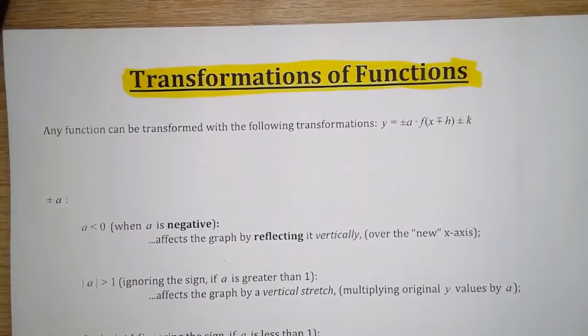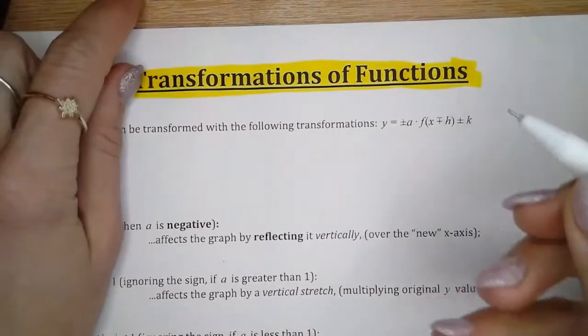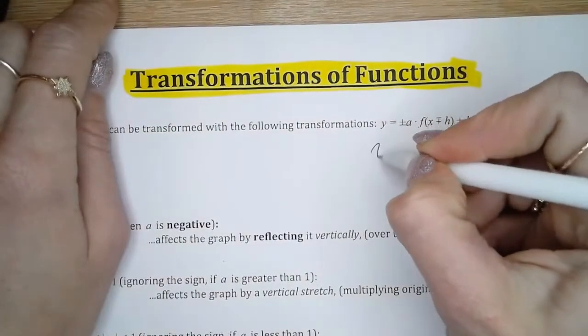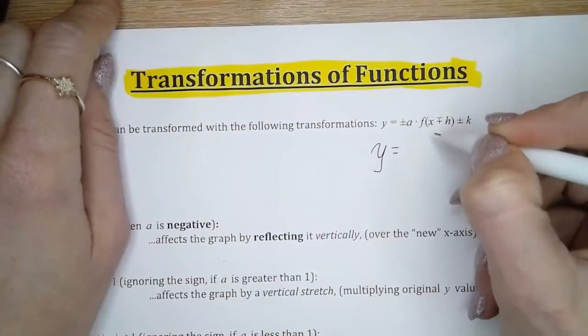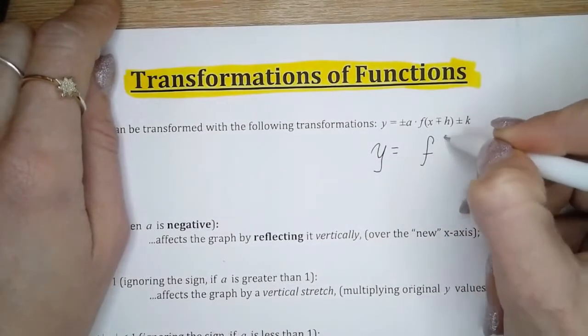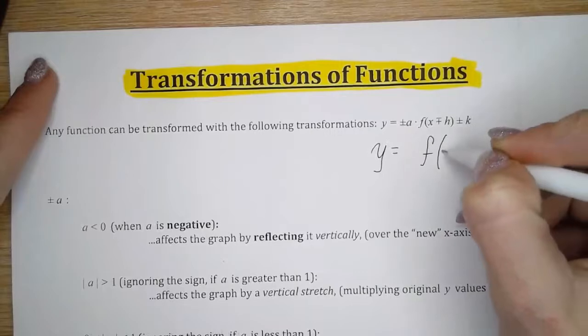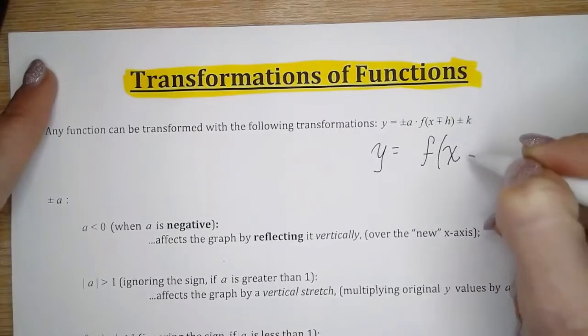So any function can be transformed with the following transformations. Now, I threw these plus and minus signs all over the place, but really they are not necessary. More often than not, what you're going to see is that y, your output value, or your equation, is equal to some function f of x. However, f can be transformed. So f of x is not quite enough.